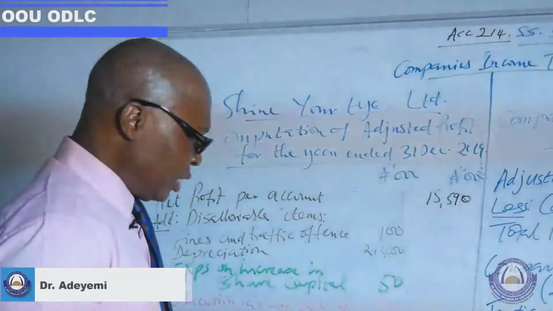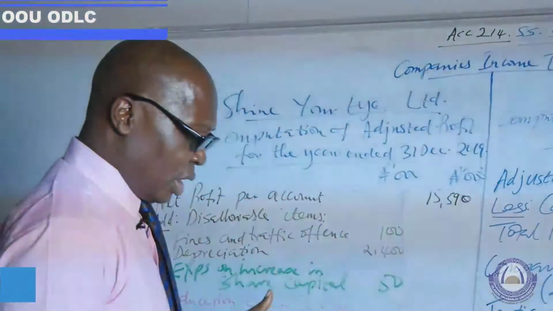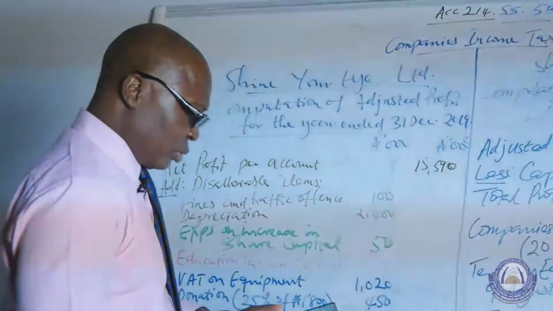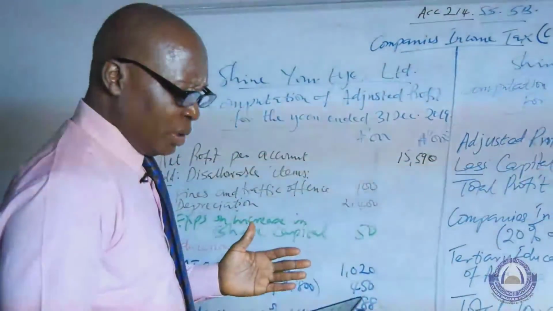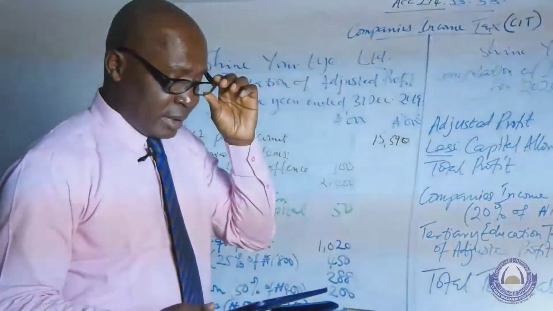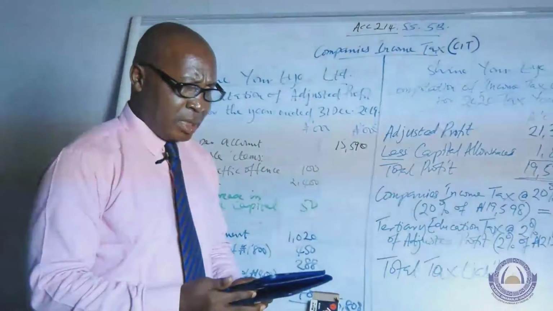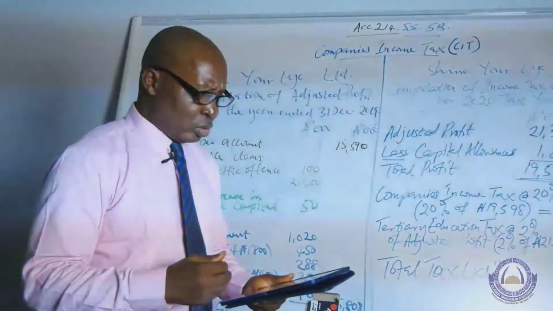Now, to illustrate this is a question that you find in illustration 1 on Shine Your Eyes. You will look at that question. This is a company which has been in business for many years, and the operating results for the year ended 31 December 2019 were given to us.